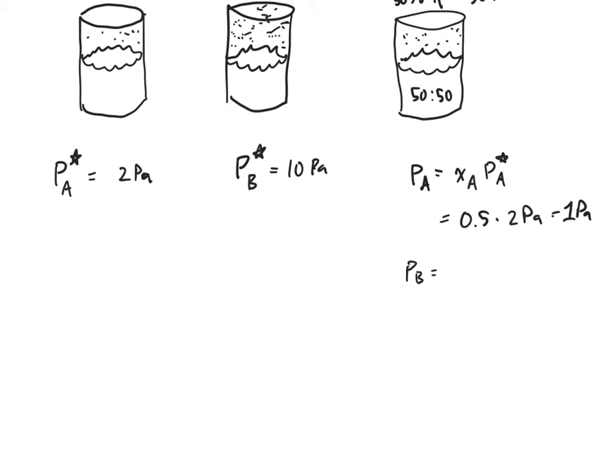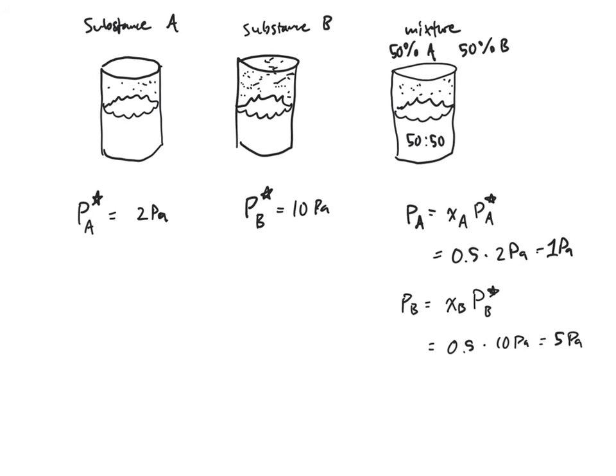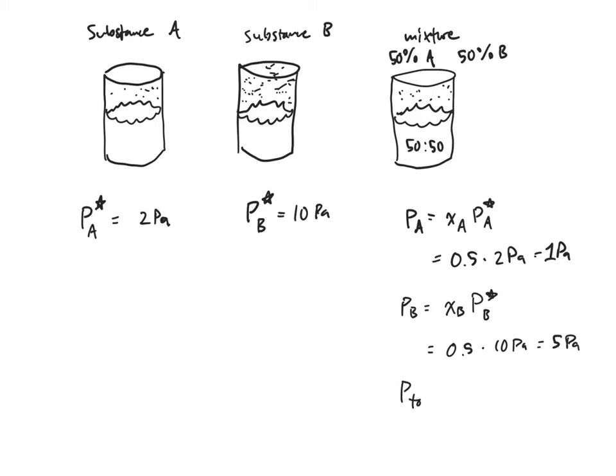And then what would B have? B would just be the mole fraction of B in the liquid phase times what the vapor pressure of B would have been in the pure state, which is just 0.5 for the mole fraction multiplied times 10 pascals. Hopefully you see that it would have a partial pressure of 5 pascals. Now that's interesting because then that implies that the total vapor pressure of both of them is 1 pascal plus 5 pascals. So that's 6. So as you can see, it's exactly halfway in between what the vapor pressures were for the pure substances.